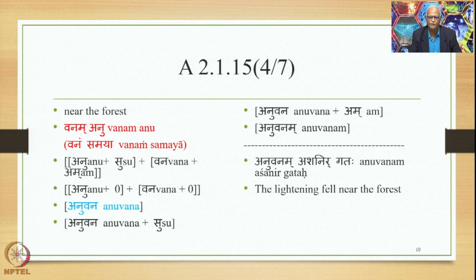So now we have the Alaukika Vigraha, namely Anu plus Su and Vana plus Am. Since the word Anu is mentioned in Prathama Vibhakti in this particular sutra, it occupies the initial position of the samasa. So we have anu plus su occupying the first position and vana plus am as the second position.